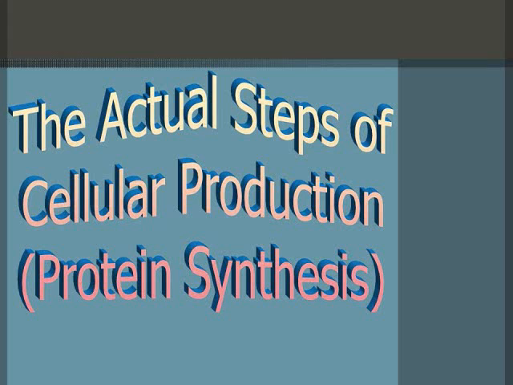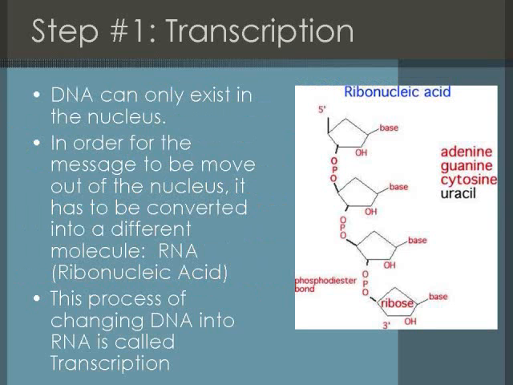Now we're going to go over the actual steps of cellular production, called protein synthesis. The first step of protein synthesis is called transcription. DNA can only exist in the nucleus, so in order to get genetic information out into the cytoplasm, DNA needs to be converted into RNA, which is another nucleic acid that's very similar but has some subtle differences that we'll explain in the next slide. The process of changing DNA into an RNA is called transcription.